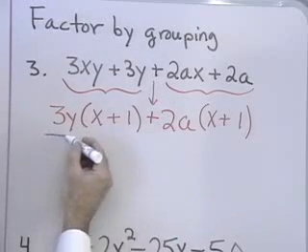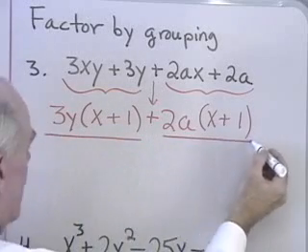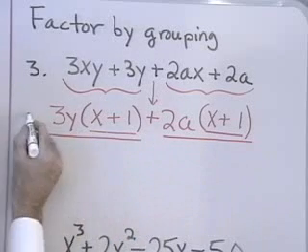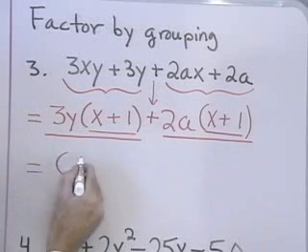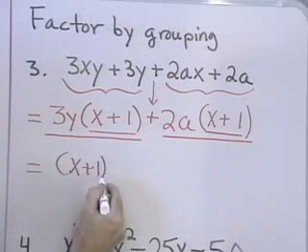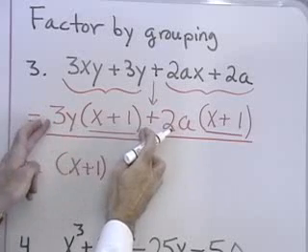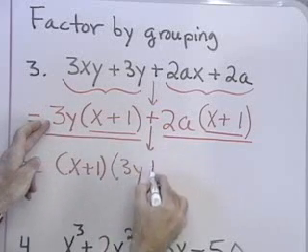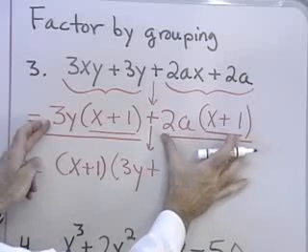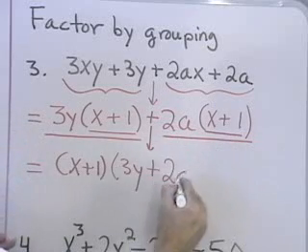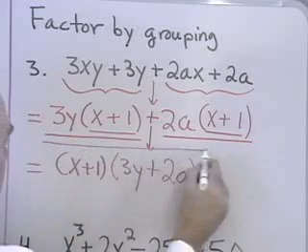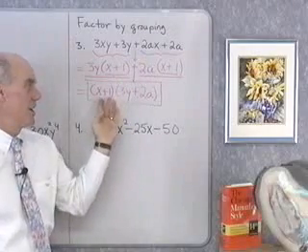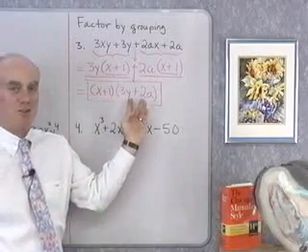Now I notice I have 2 terms left, this term and this term, and each of them has x plus 1 common. So I'll factor it outside, and when I factor x plus 1 from this term, what's left is 3y, plus, when I factor x plus 1 from this term, what's left is 2a. So now I've factored my original polynomial here into the product of x plus 1 times 3y plus 2a.